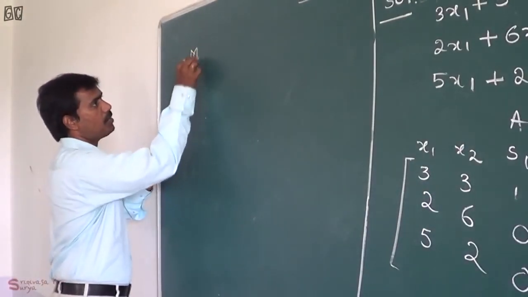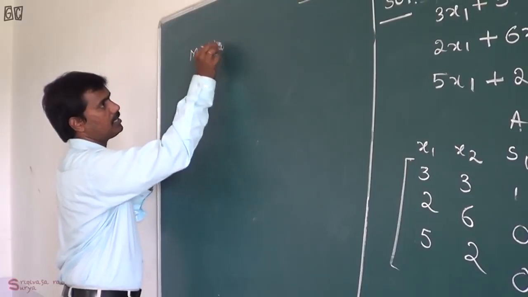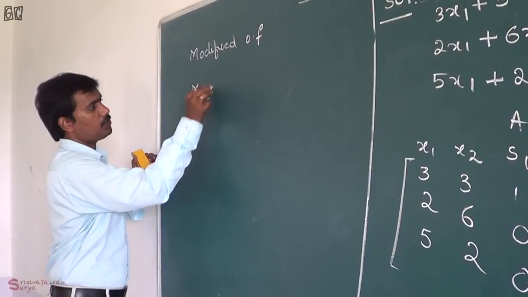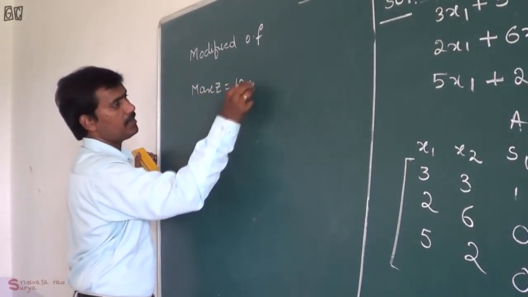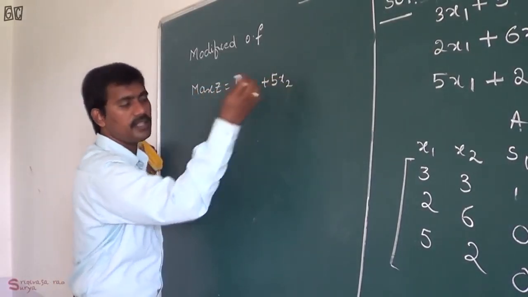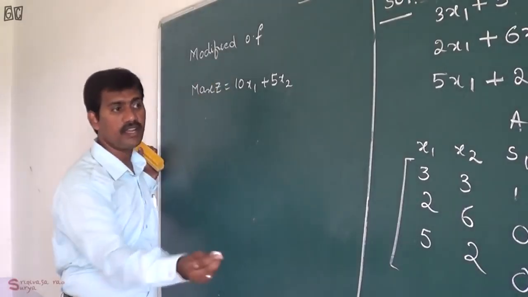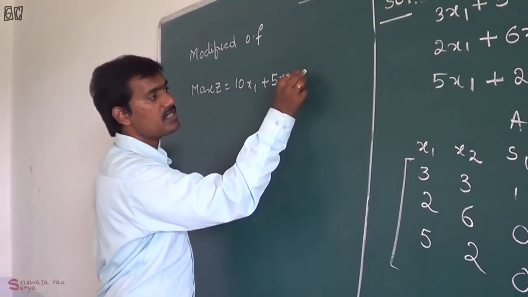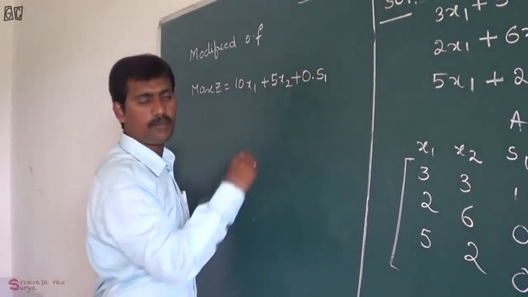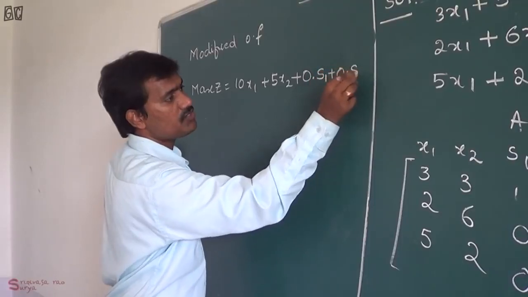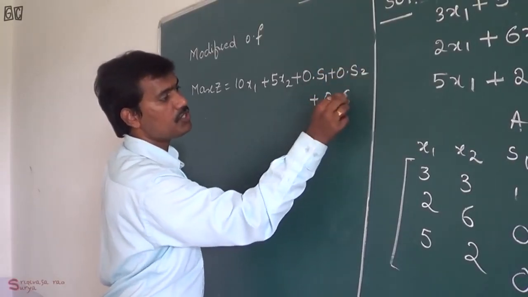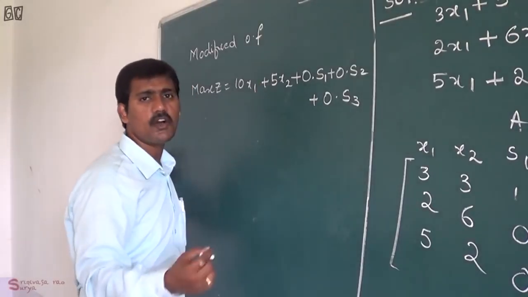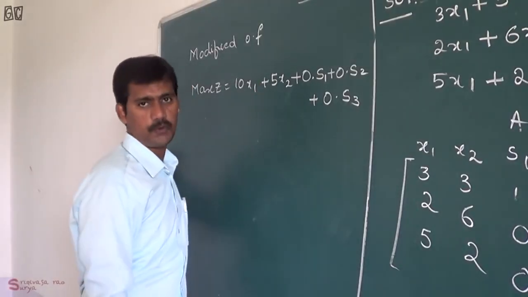Now, the modified objective function. The modified objective function is max z = 10x1 + 5x2, which is the given objective function. Now we are going to modify it with the help of the constraints. So we introduced a slack variable, so the cost will be 0, and for s2 also the cost will be 0, and for s3 also the cost will be 0. Why? Because we introduced three slack variables, so obviously the cost of the introduced variables should be 0.